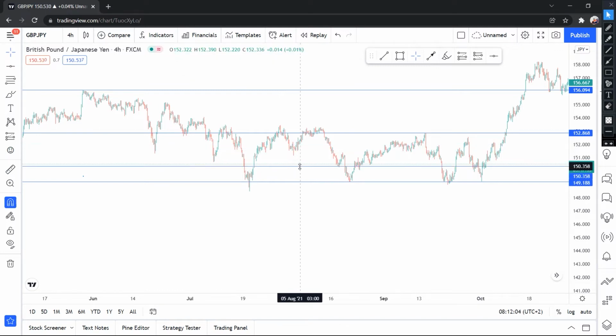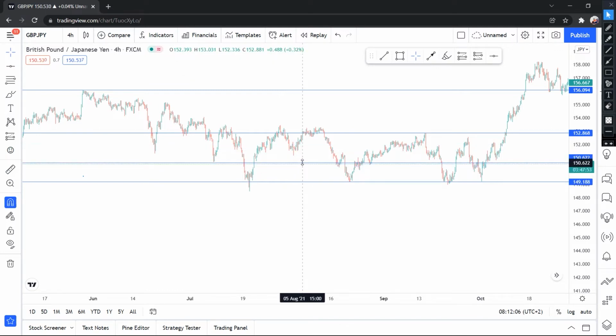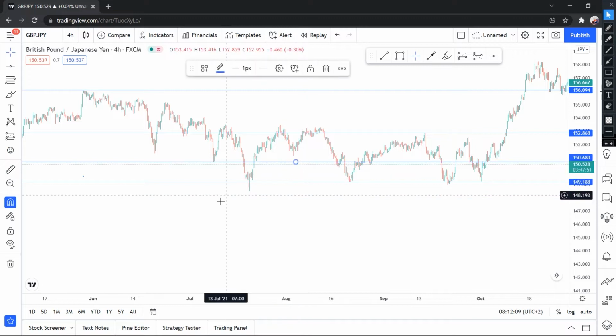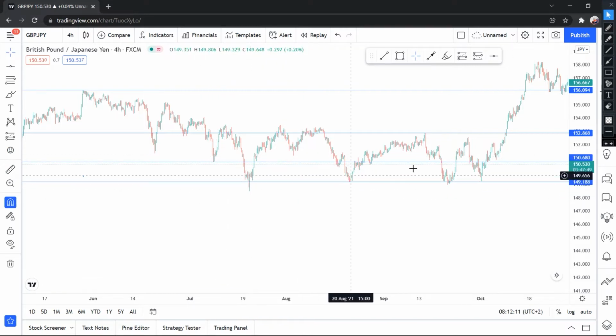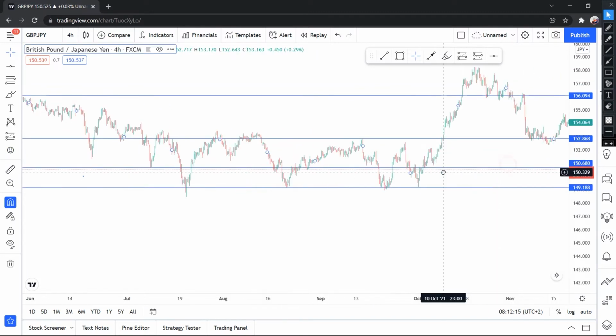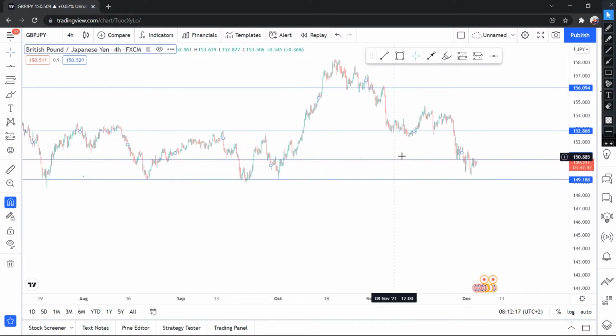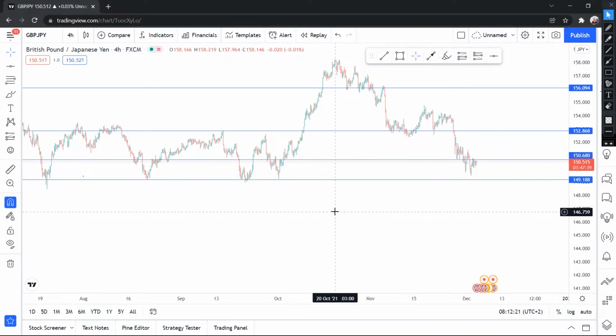We have to have at least a number of touches, at least 3, for this to be a valid support line. So we have 1, we have 2, we have the third one, though it didn't reach, but then we have another one here. We have another one here. Good. So hope you guys have seen this. So let's go to the other one.